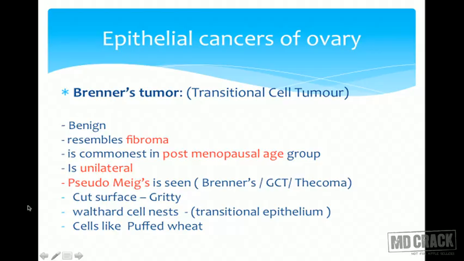This is Meigs syndrome. In pseudo-Meigs, the same picture, ascites plus hydrothorax, is there, but the tumor is not fibroma. It is either Brenner's, granulosa cell tumor or thecoma. On the cut surface of Brenner's tumor, Walthard cell nests are seen, that is the transitional epithelium, and the cells in Brenner's tumors look like puffed wheat. They look like wheat which is puffed up, so they have a central ridge. Every word is important from the MCQ point of view. Please remember pseudo-Meigs whenever we talk about Brenner's tumor.